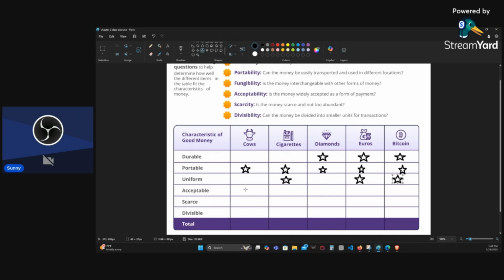Acceptable. No, cows really not accepted as money. Cigarettes not really accepted as money. Diamonds, no. Euros, yes, because it's fiat money. Bitcoin, yes. We're gonna say yes because you can use Bitcoin as money on the interweb.